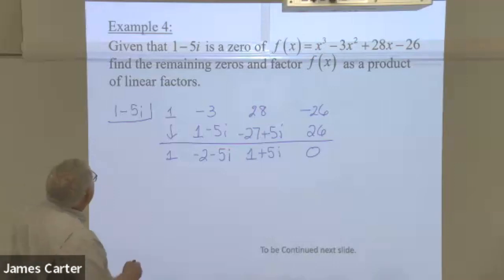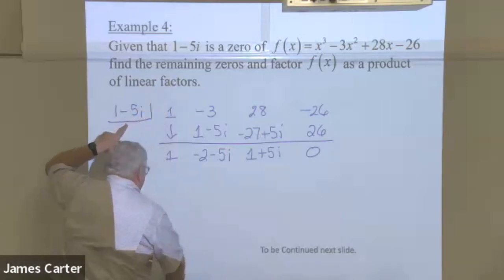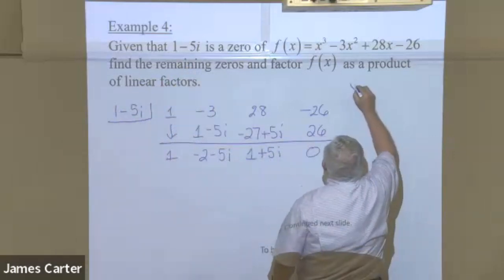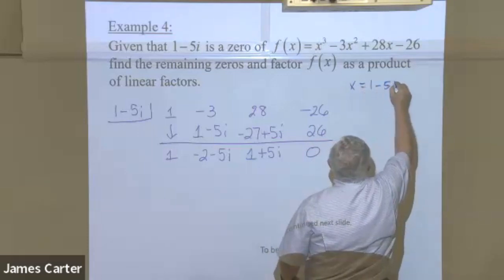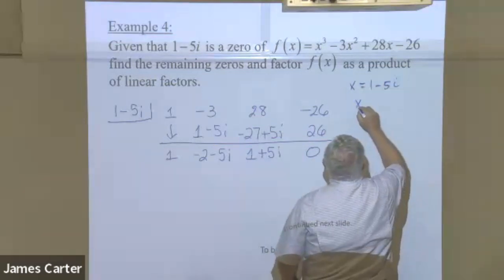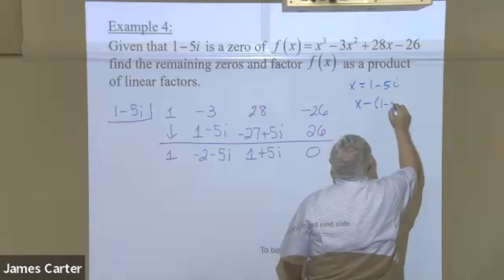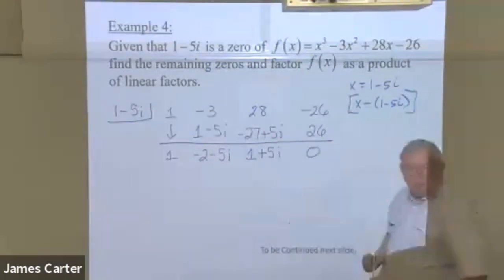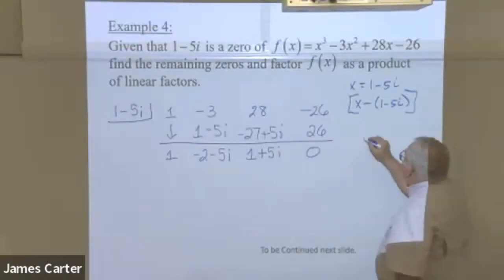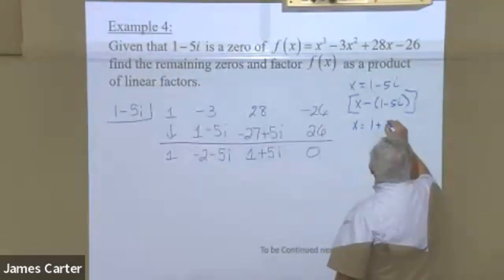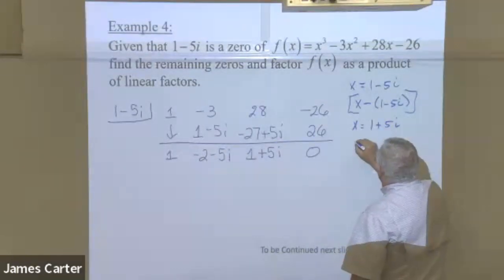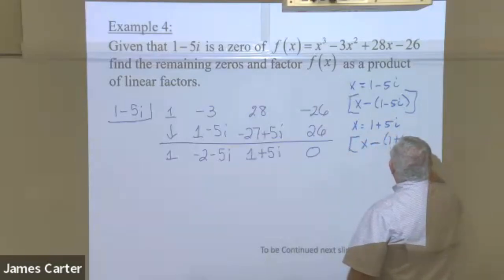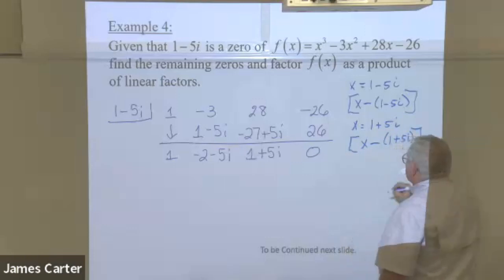Now, what this is saying, if that's the factor, if that's the 0, if x equals 1 minus 5i, then x minus quantity 1 minus 5i. If x equals 1 plus 5i, then x minus 1 plus 5i is the factor.